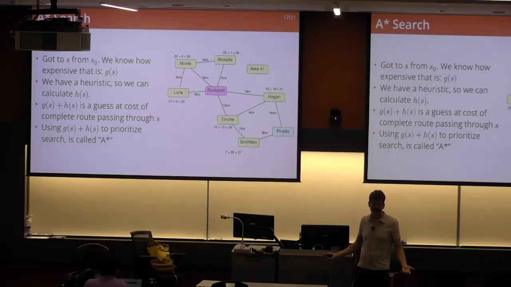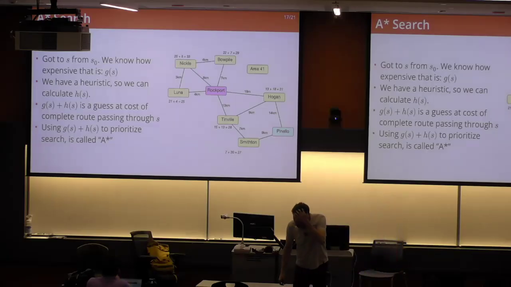Have people done A-star search before? Yes, no? Some have? Okay. It's a pretty common algorithm because it's actually pretty slick. It combines the speed of the greedy search with the sense of knowing when I've got the best possible route from the uniform cost search.